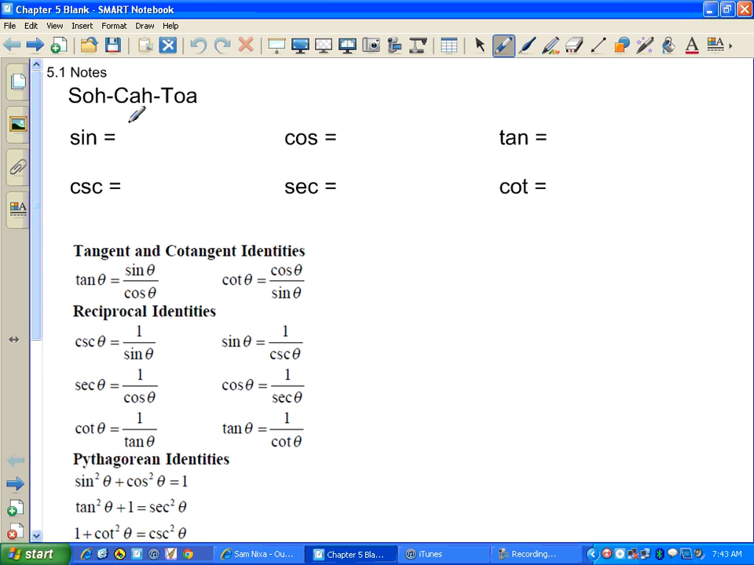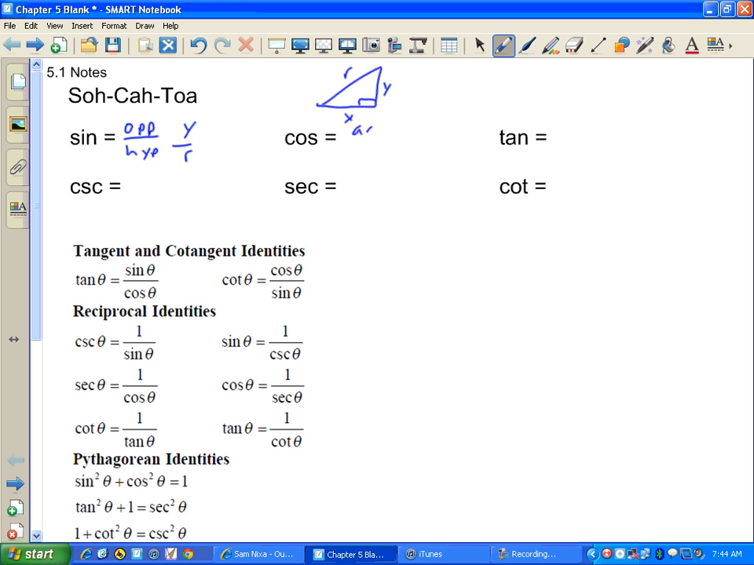So sine from SOHCAHTOA we know is opposite over hypotenuse. Okay, and if we're on a grid, our opposite would be our y value, our adjacent would be x, and our hypotenuse would be our radius, r. So sine could also be y over r. Or if you just have a right triangle like this, with these sides, it would still be y over r.